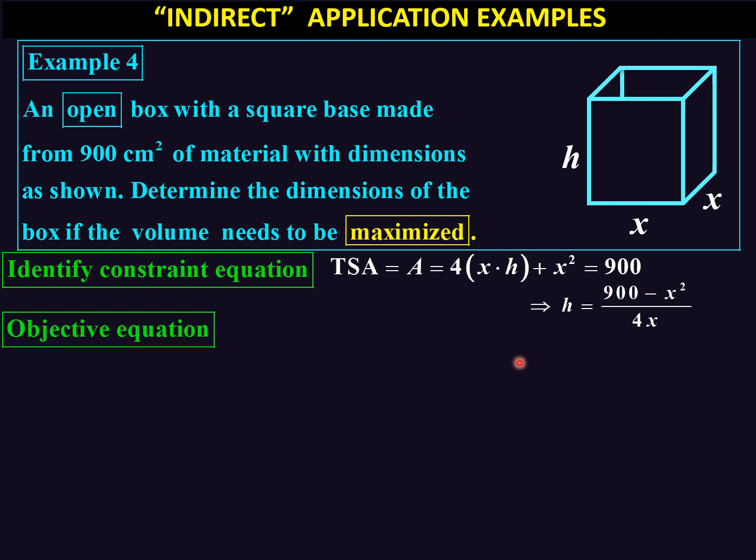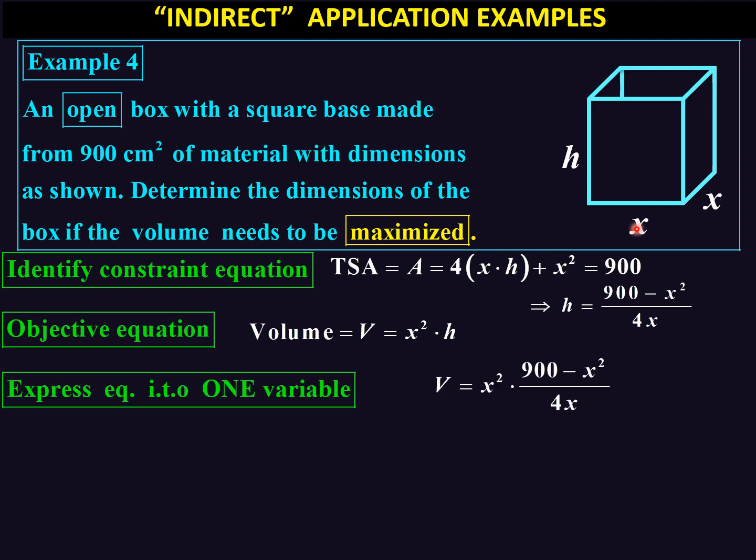Objective equation. What's our objective? Volume. Volume of a box is? That's correct. Length times breadth times height. In this case, x squared times h. Right? But we don't want to have two variables. So we just eliminate the h by substituting.